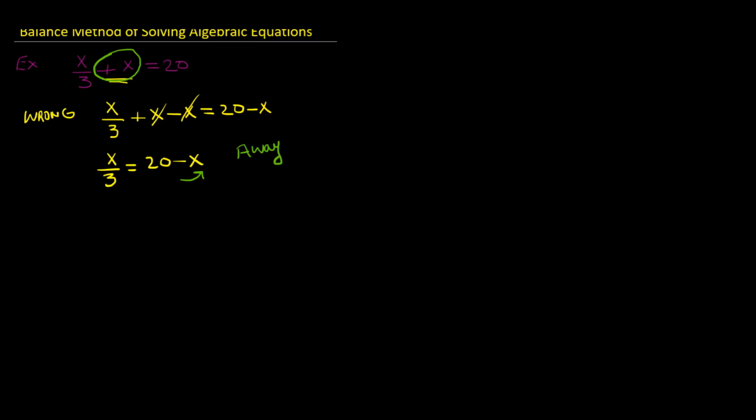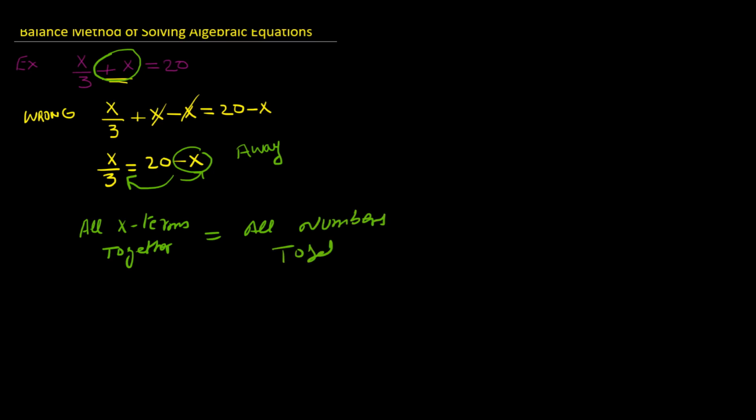Now we have gone away from the solution. We have to remove this from this side. And if you remove this, it will come again on this side. So we have to put all x terms together and all numbers together. So what we have to do: all x terms together and then all numbers together. So this is our first tip.